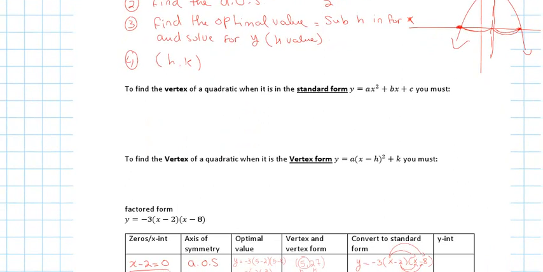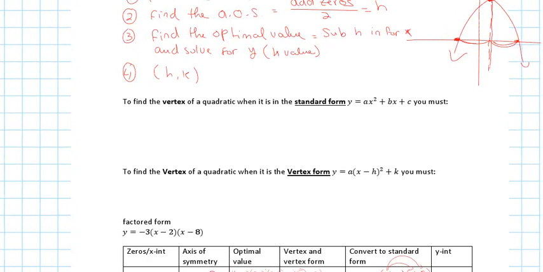Now, that's if I have the factors. What if I have the standard form? How can I find my vertex from the standard form? What does the standard form give me? So what do you think I need to do to find the vertex? To find the two zeros first. And how do I find the two zeros from standard form?